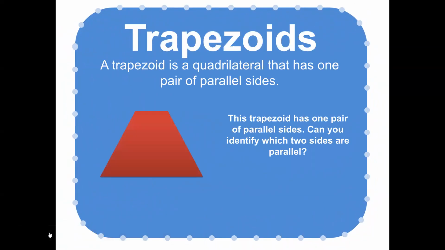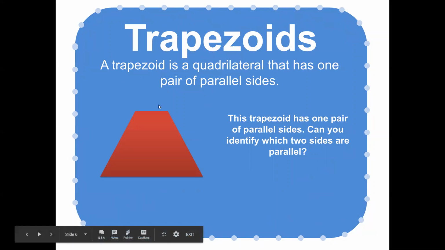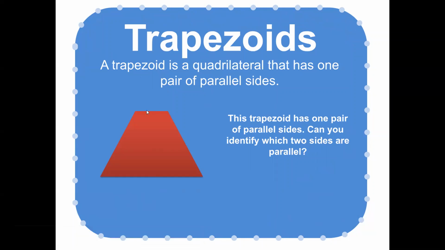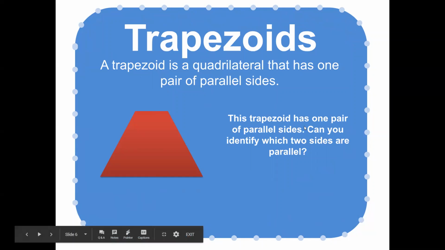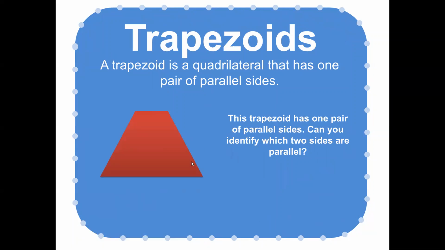Trapezoids. A trapezoid is a quadrilateral with one pair of parallel sides. So only the two bases are parallel to each other. And then there are other types of trapezoid. There's an isosceles trapezoid where these two sides, not the bases, but the two sides connecting the bases, are equal to one another. There's also a right trapezoid where it has at least one right angle, but all the other sides and angles can be any measurement.